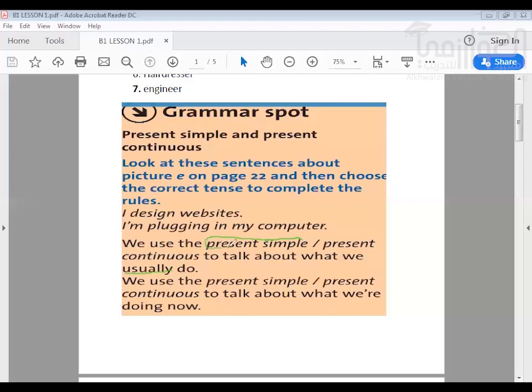So this is the answer. What we usually do is the present simple. And then we use the present simple or the present continuous to talk about what we are doing now. So what we are doing now will give us the answer. What we are doing now is the present continuous. So we are talking about the present continuous.